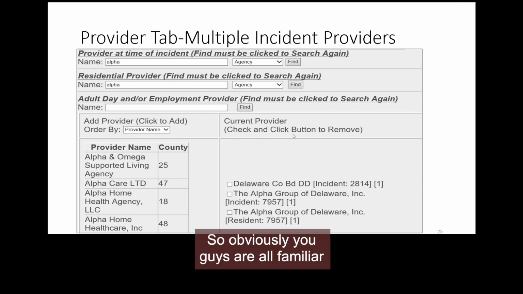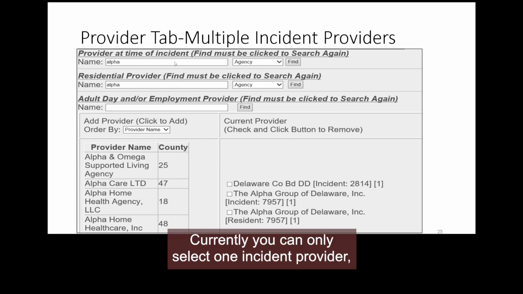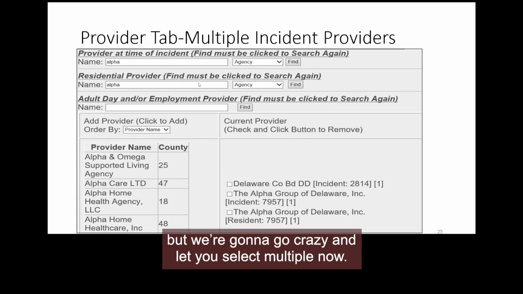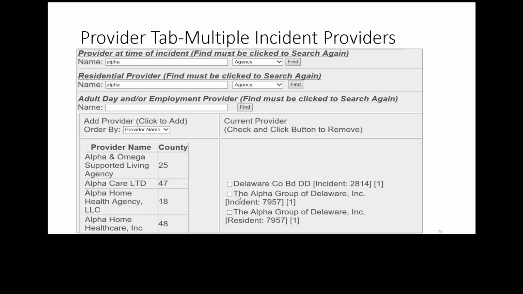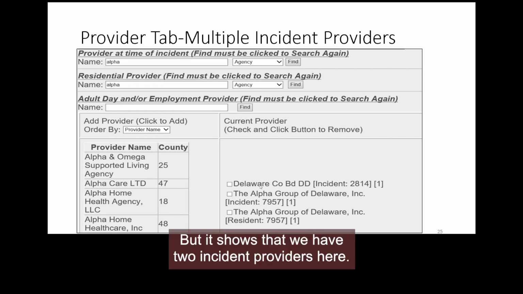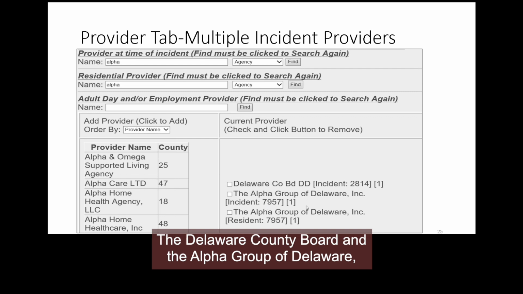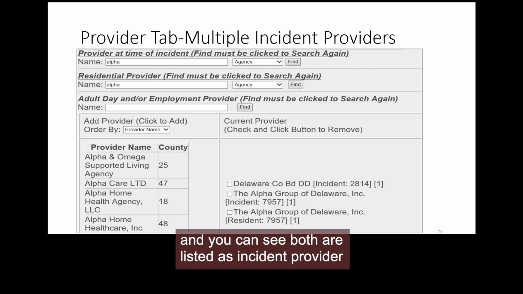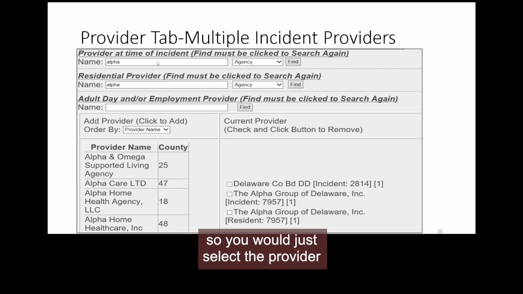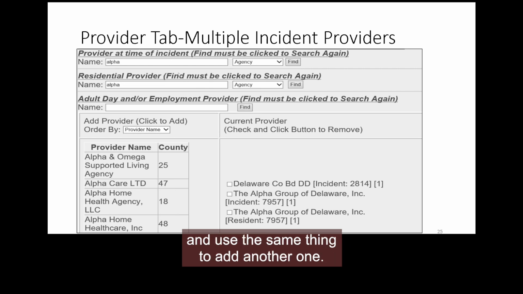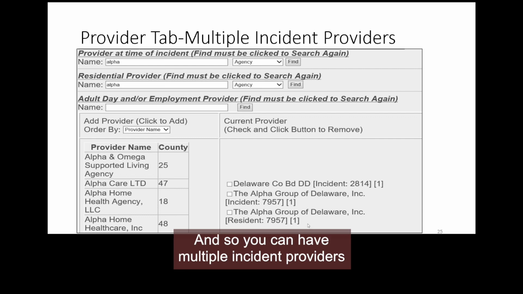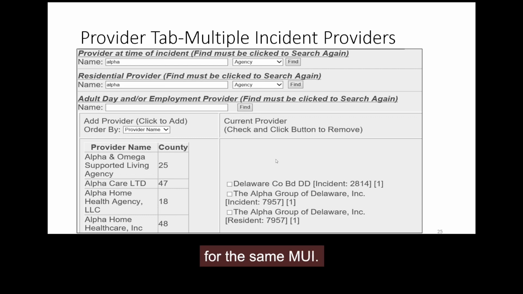So obviously you guys are all familiar with the provider tab here. Currently you can only select one incident provider, but we're going to go crazy and let you select multiple now. And so this is just an example, and this is not a real MUI. This is one I just created, but it shows that we have two incident providers here, the Delaware County Board and the Alpha Group of Delaware, and you can see both are listed as the incident provider. So you would just select the provider and then select them, and then you could go ahead and do the same thing to add another one. And so you could have multiple incident providers for the same MUI.